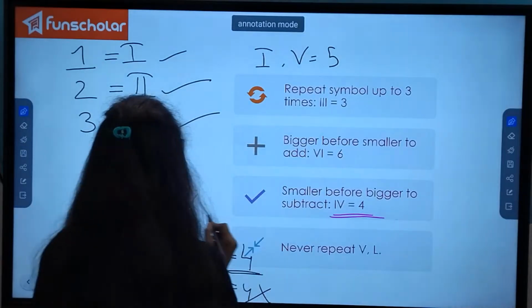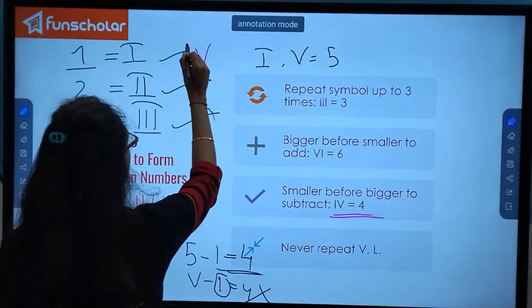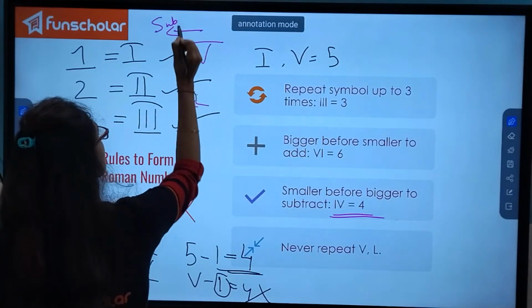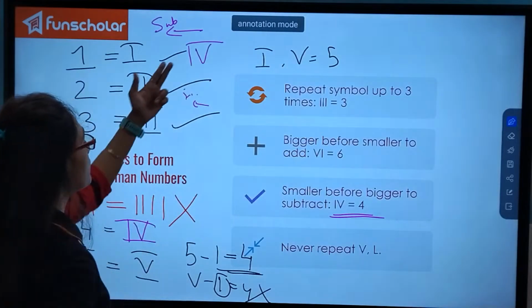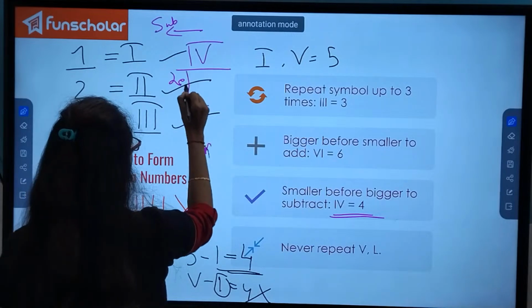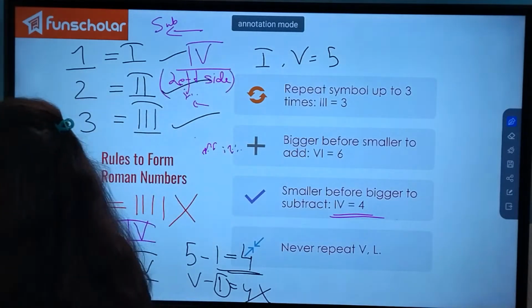So for subtraction, if this is the number and we need to subtract, then we will put 1 on which side? Left side of the number.